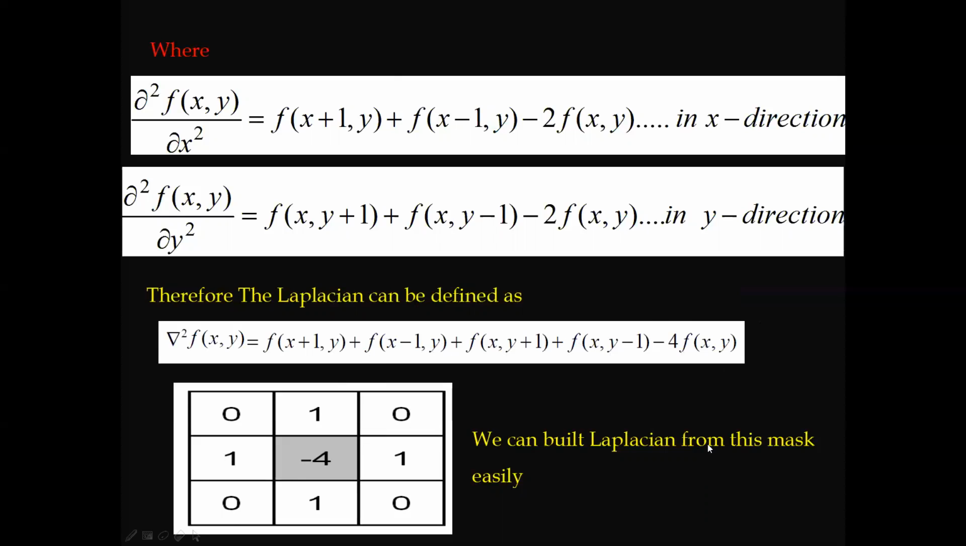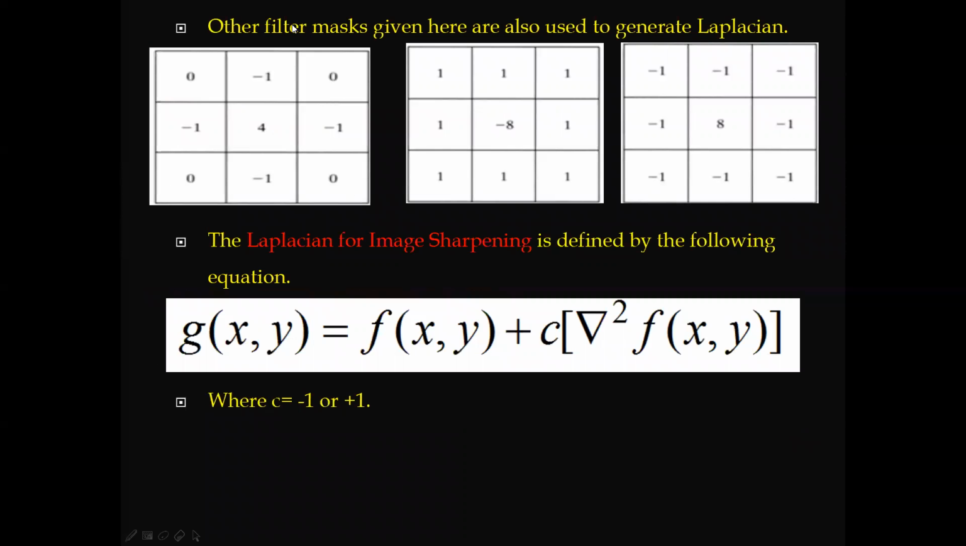We can build the Laplacian from this mask easily. This is the Laplacian mask. The coefficients are 0, 1, 0, 1, -4, 1, 0, 1, 0. The center pixel will be -4. And there are other masks which are also used to generate the Laplacian; these are the values. First, another mask, and one more mask with weighted values of -8 and +8.